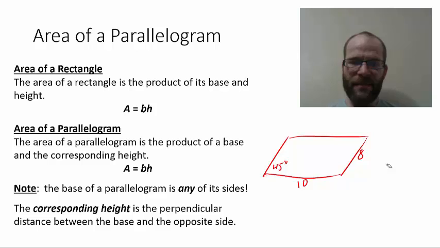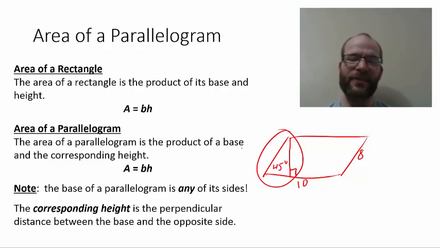So if 10 is the base, then the height that we need is here, the perpendicular distance from the base 10 to the opposite side. Okay, how do we find that value? Notice when I drew in that perpendicular distance, I've created a 45-45-90 triangle here. Because this is 8 and it's the hypotenuse, I can be sure that the leg is 8 divided by the square root of 2, which is the same as 4 square root of 2.